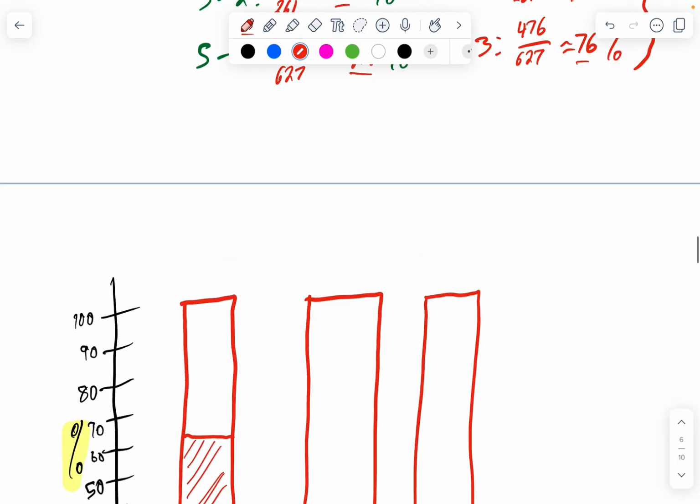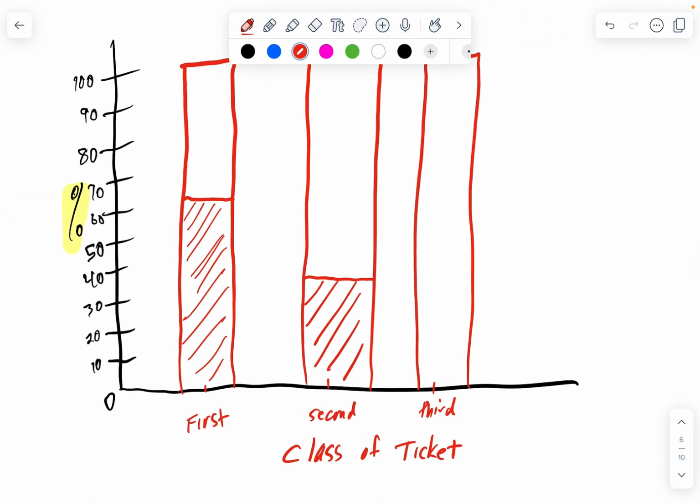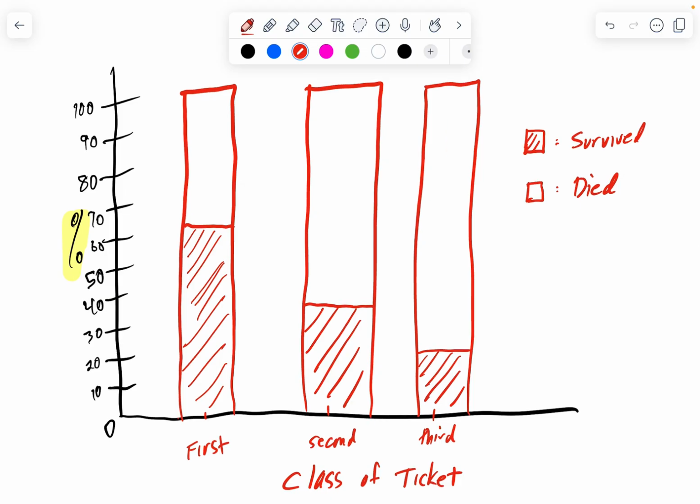And then the last survival rate was 24%. So I'm going to go up to about 24% on that vertical scale and segment the third class passengers together. The last part is going to be the key. I let the shaded part represent survived, and I let the unshaded region of the bars represent the passengers who died. So what a reader could now do looking at this chart is look at the relative heights of the shaded regions.